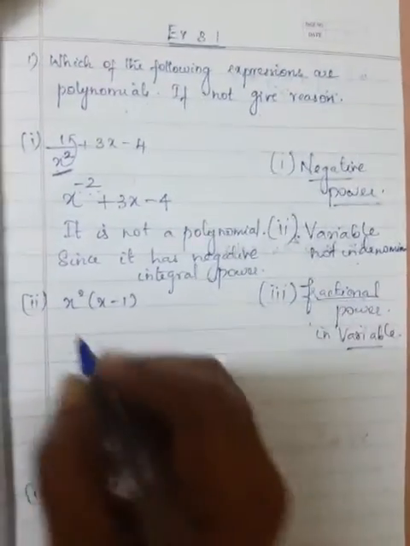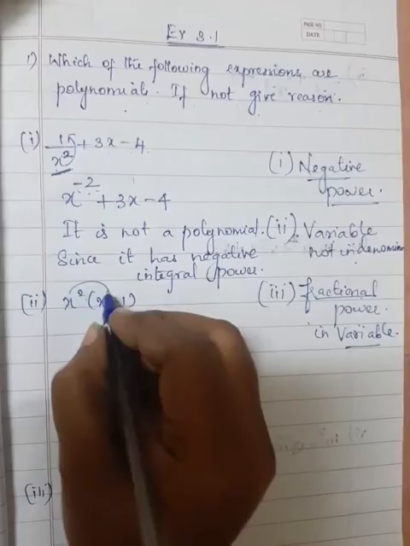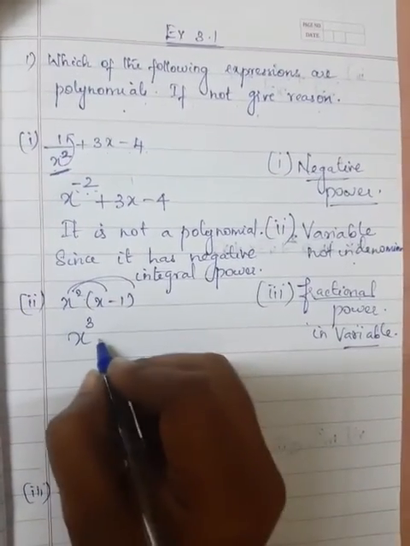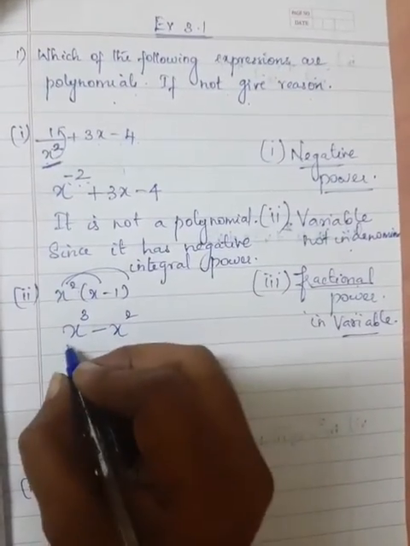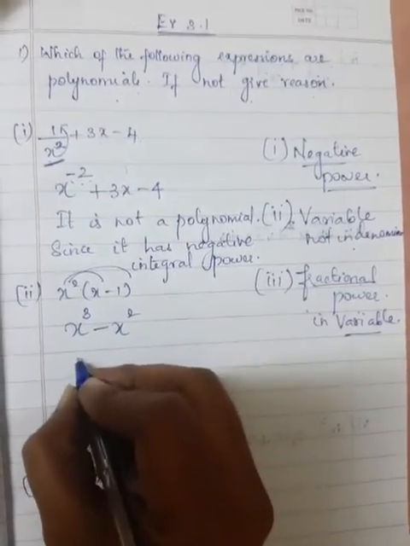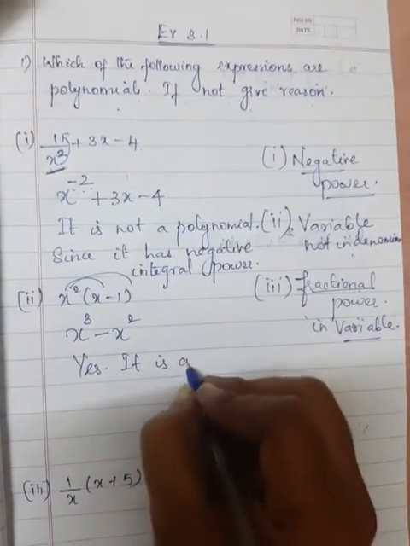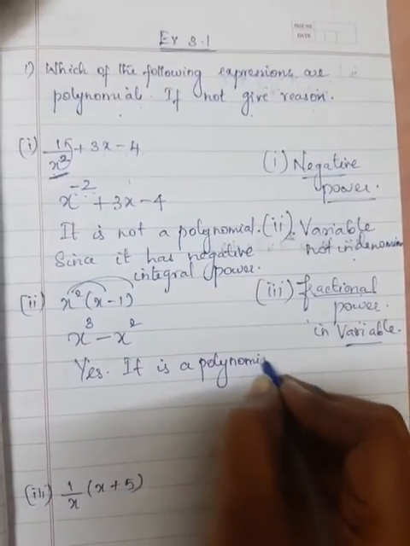This is the reason. Okay, next, x² into x - 1. So when you multiply this inside also, x² into x is x³, -1 into x² is -x². So we have positive power, we have two terms. So yes, it is a polynomial. So if it is a polynomial, we need not give reason on that. If it is not a polynomial only, we need to give reason.